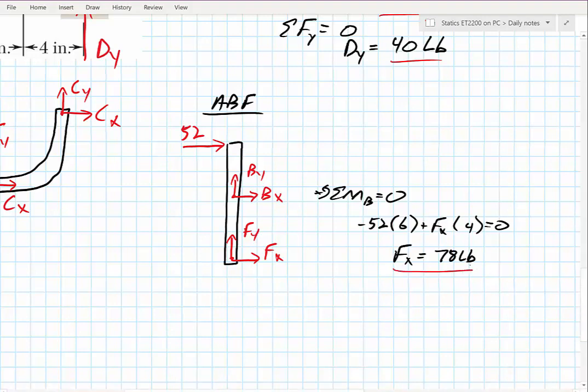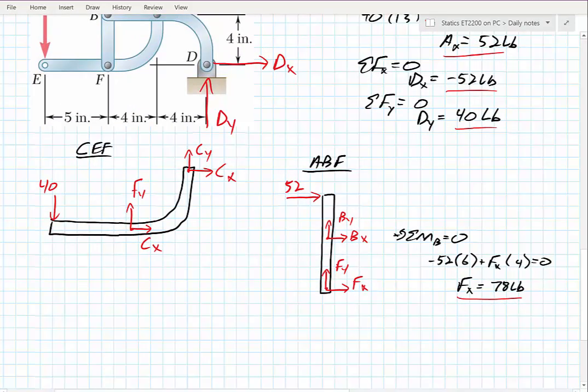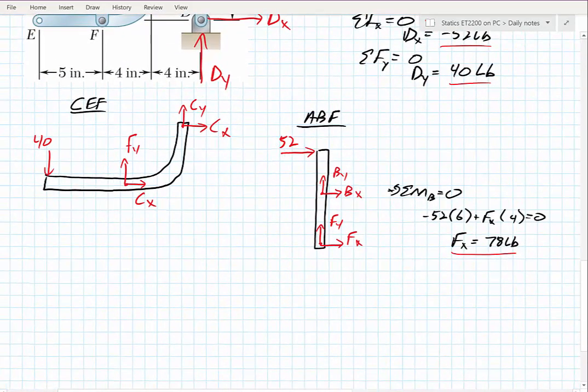Unfortunately, these problems are really like this. You have to almost solve a puzzle, you know? If you hit a roadblock, you figure out what you can solve. Now, I could also solve for Bx there. Obviously, it's equal to 78 in the opposite direction. But I don't really care, because once I have my F in the x direction, I mislabeled this up here. This is supposed to say Fx. I now have one of these forces for CEF.